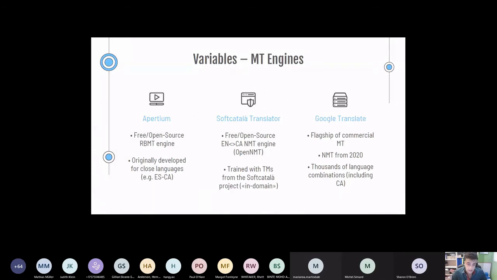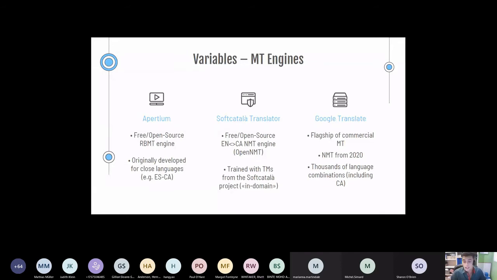Then we are also evaluating Softcatalà Translator, a free open source English-Catalan neural machine translation engine built with OpenNMT. It is fairly new, from the beginning of this year, and it has been trained with TMs from the Softcatalà project. Softcatalà is a non-profit organization that works to defend and increase the presence of Catalan on the internet. So they normally work with software localization projects, such as, for example, for Mozilla and VLC media player and all that stuff.